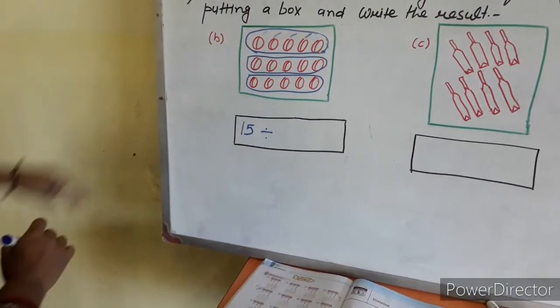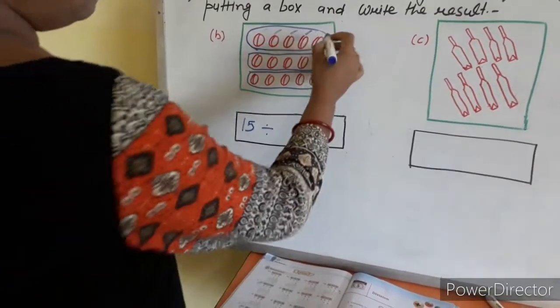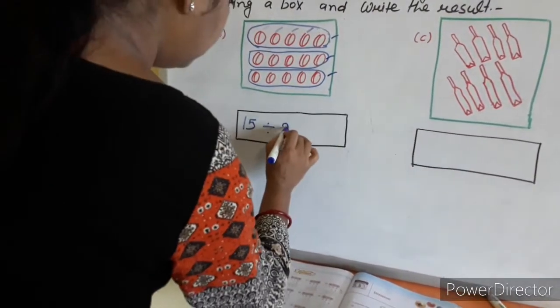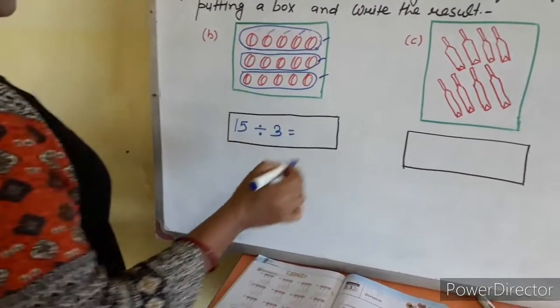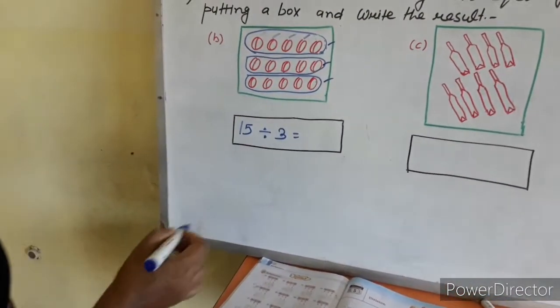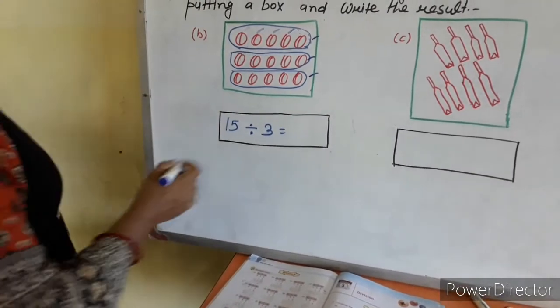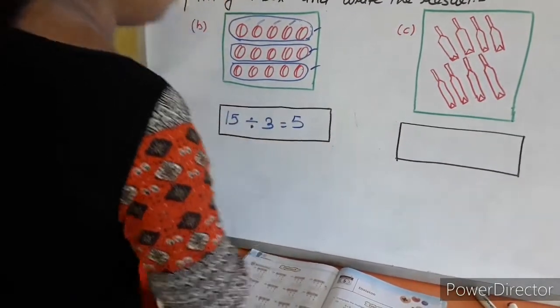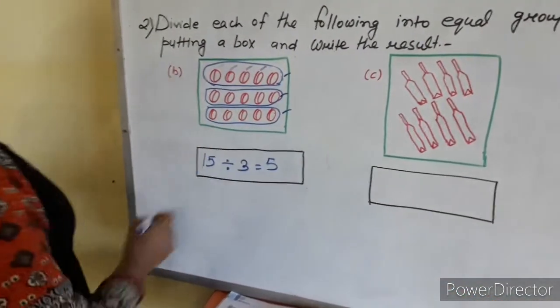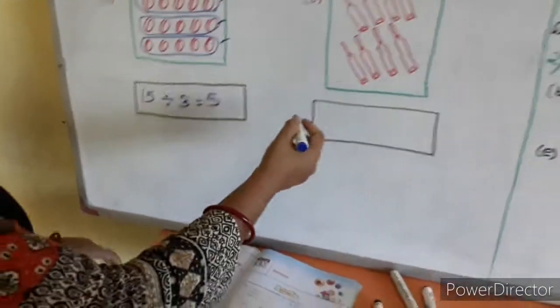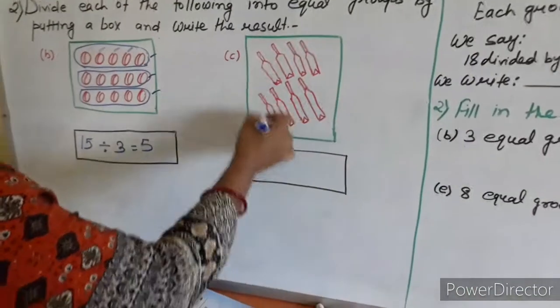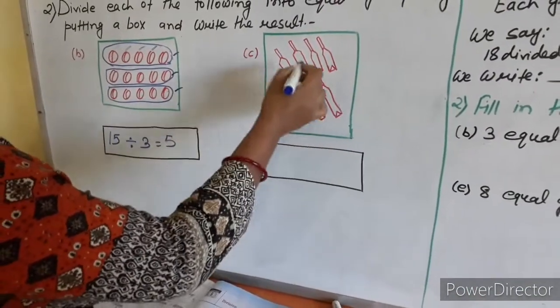Then 15, how many groups are there? 1, 2, 3. Write 3. 3 1 is 3, 3 2 is 6, 3 3 is 9, 3 4 is 12, 3 5 is 15. In each group how many balls are there? 5 balls are there. Then, this is the picture of the ball and bat.